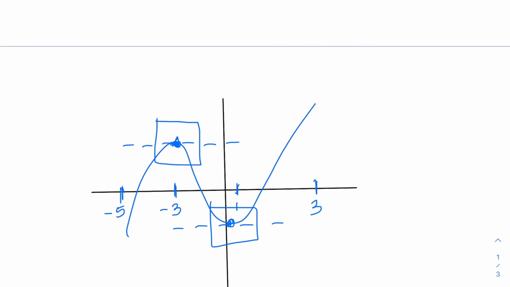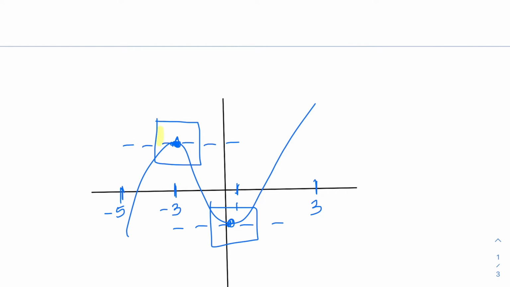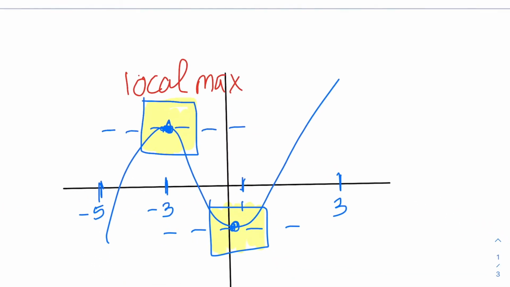So here's a graph of some function across this interval from -5 to +3. And if we look, we can see here that we have these two highlighted boxes. And these boxes are indicating what we would refer to as a local maximum value. Because if you were to zoom in on this box, if we look at just this part of the graph, then it looks like we're at a maximum at that point.